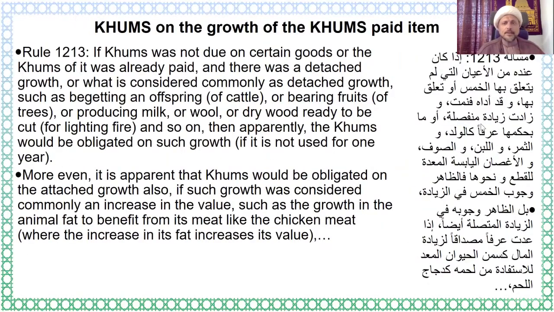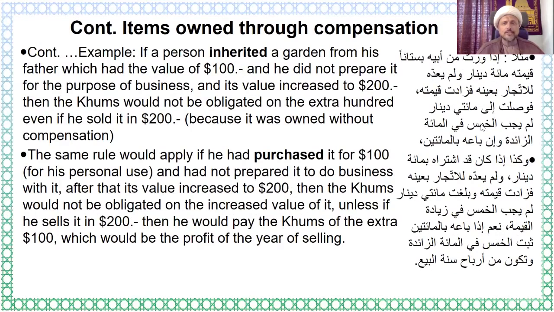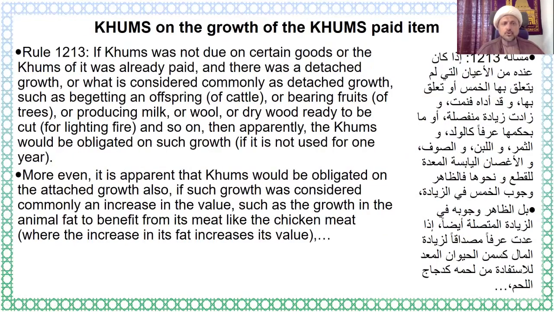Just to recap, this was ruling number 1213, and we were talking about attached growth and detached growth. We said that if somebody sold it, and I had given an example in dollars, basically we mentioned that if it was attached or detached, you have to pay the khums of it at the end of the year, because it's like your gold bar which is $100 worth. The 100 is khums paid or was meher, but then the extra is your extra income at the end of the year.